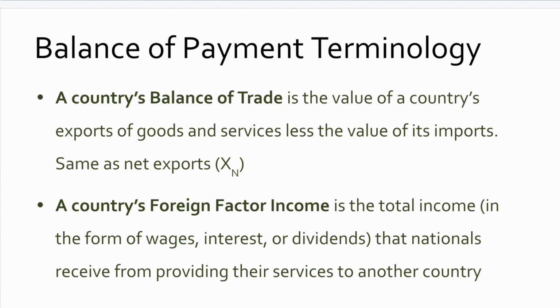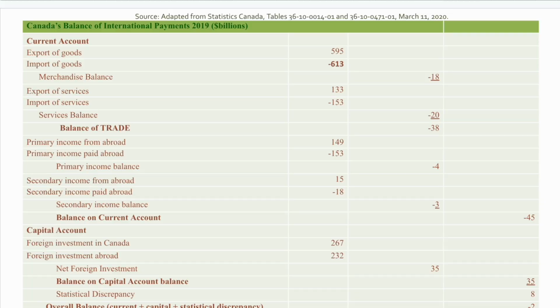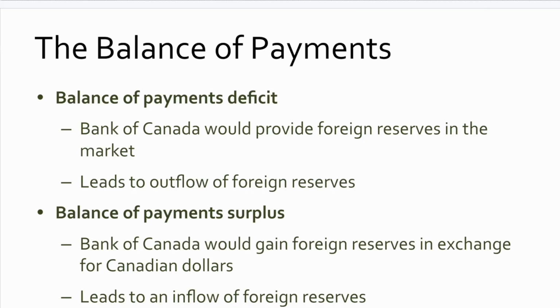A country's balance of trade is the value of a country's export of goods and services less the value of its imports. So it's basically the same as net exports that we've talked about earlier in the course. A country's foreign factor income is the income in the form of wages, interest, and dividends, basically the land, labor, and capital, that nationals receive for providing services to another country. You can see here the 2019 figures for Canada that illustrate those various subcategories.